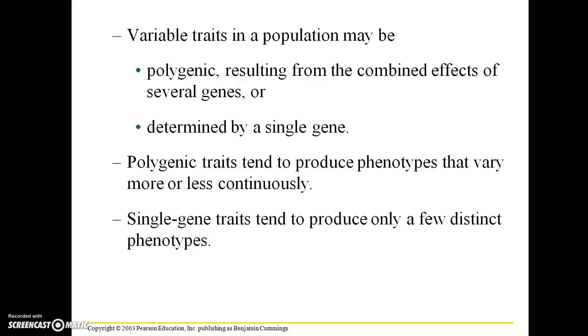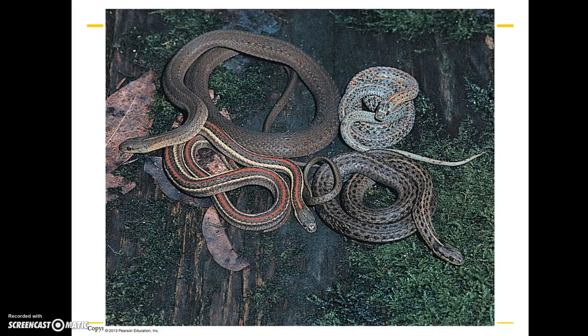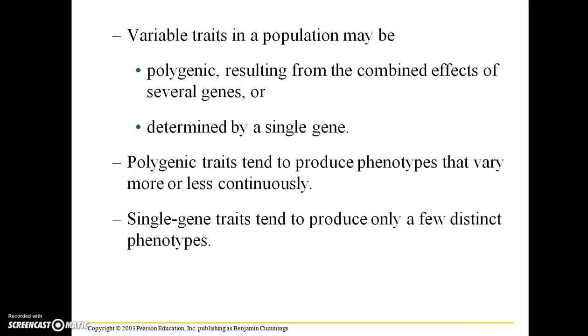So variable traits in a population may be polygenic, resulting from the combined effects of several genes, which for complex patterns like what we saw in these garter snakes, that's probably most definitely the case. So there's more than one gene that's responsible for those different patterns. Or they could occasionally be determined by a single gene.